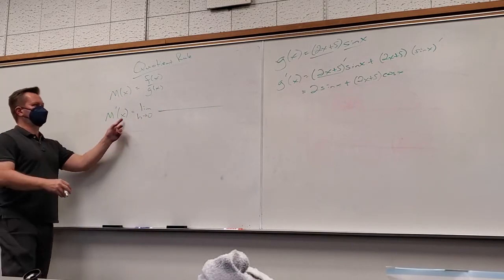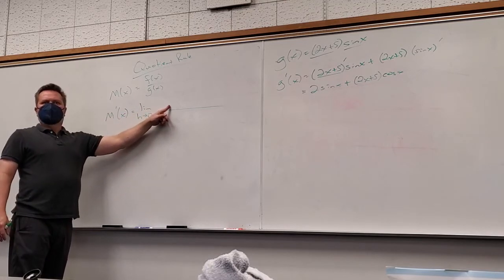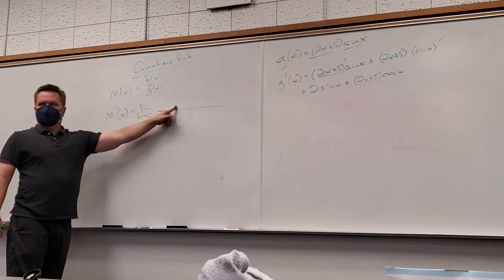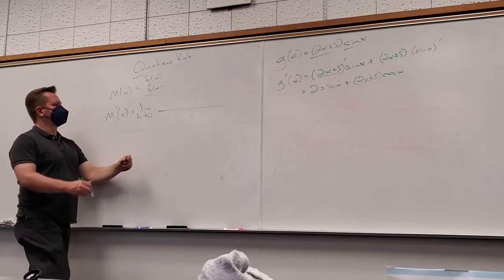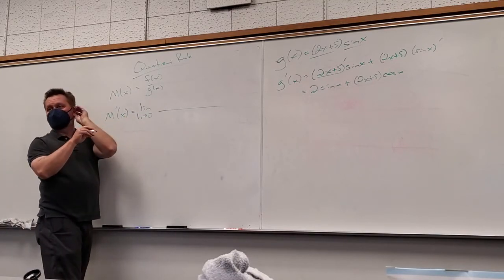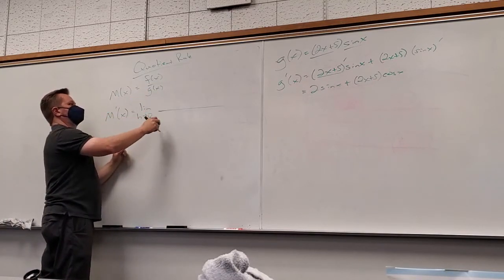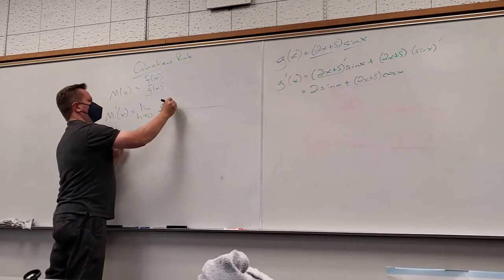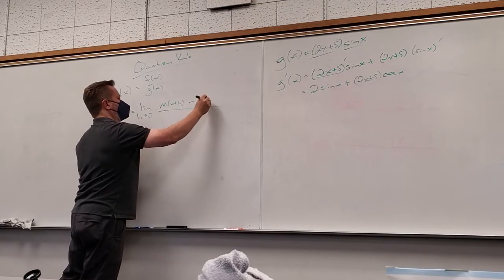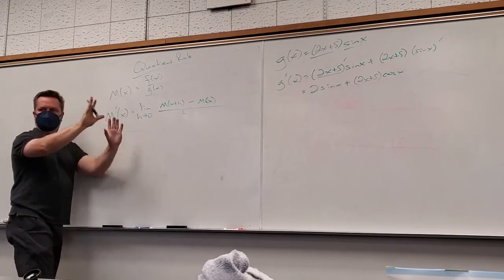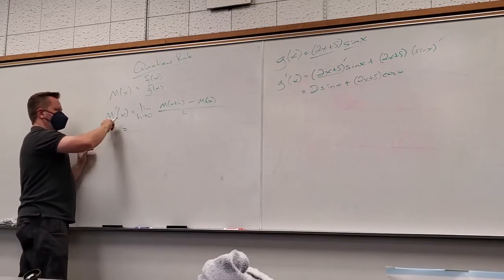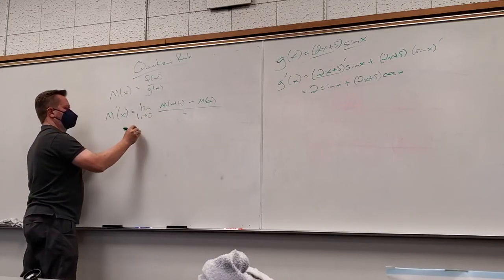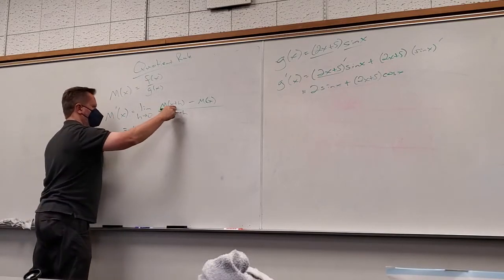Because what is m of x plus h? That's what's got to go here, right? m of x plus h. So what is that? Yeah, what is m of x plus h? Alright, let me write this down. Here's the limit definition in terms of m, but now we know what m is. So what's this?